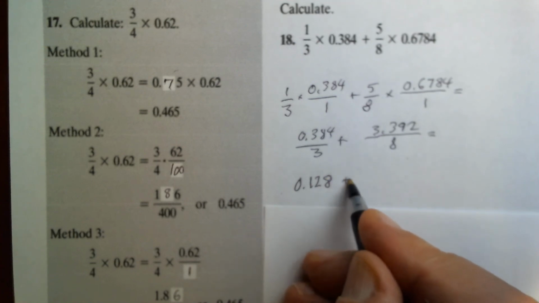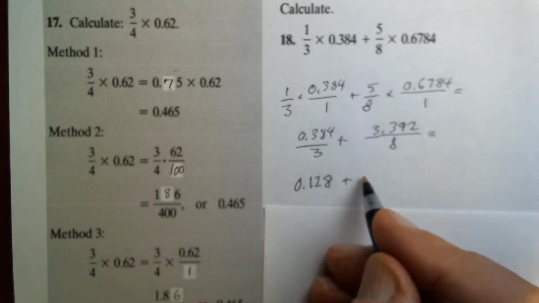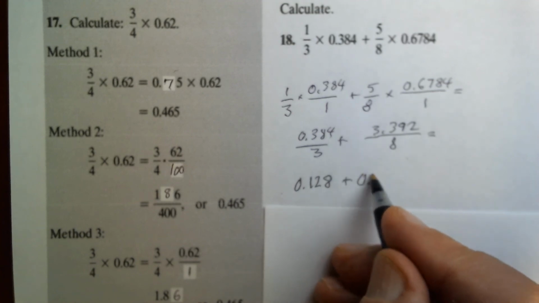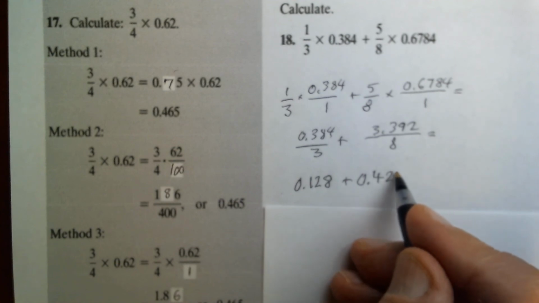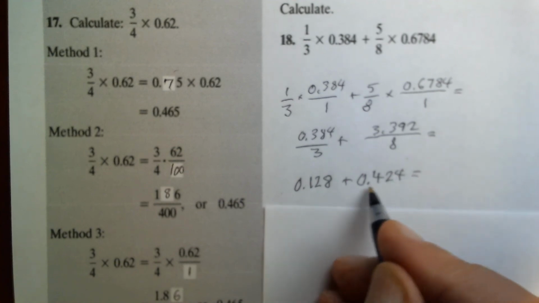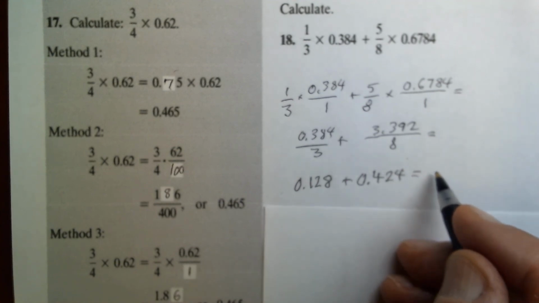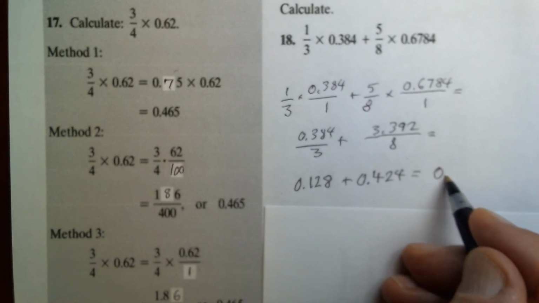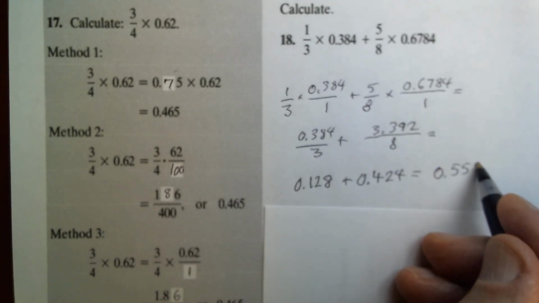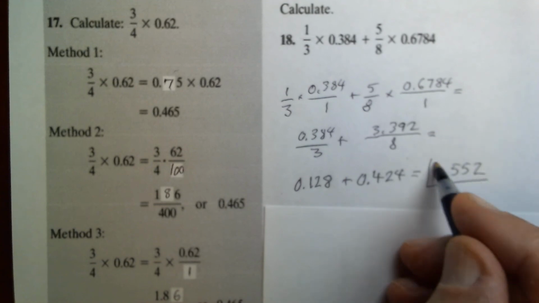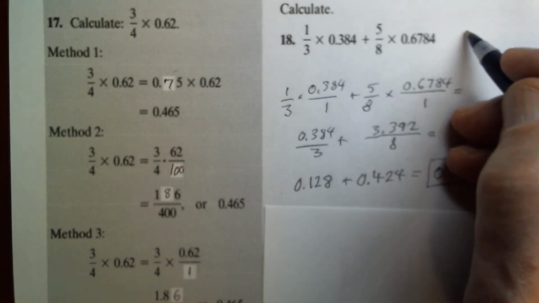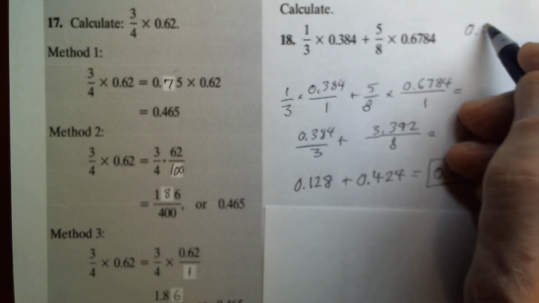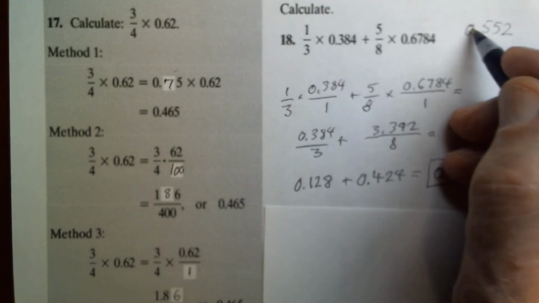And that's equal to 1 divided by 3, that's 0.128, plus 0.424. So then the sum of these two is equal to 0.552. So that's the answer here, 0.552.